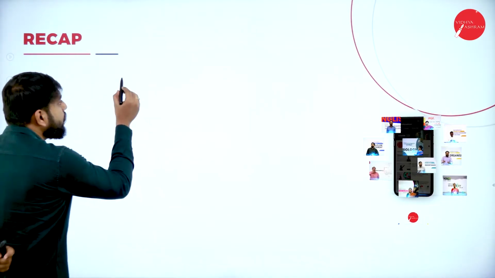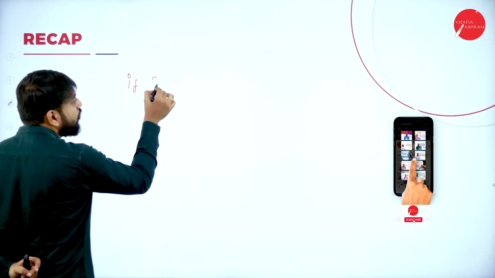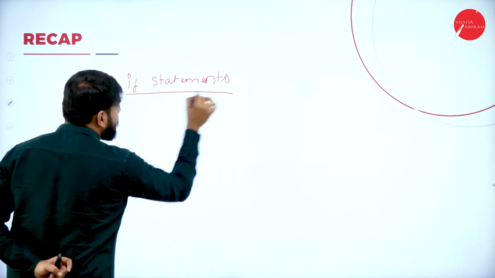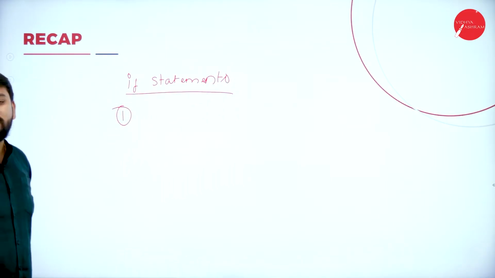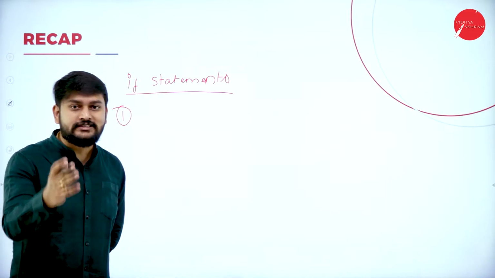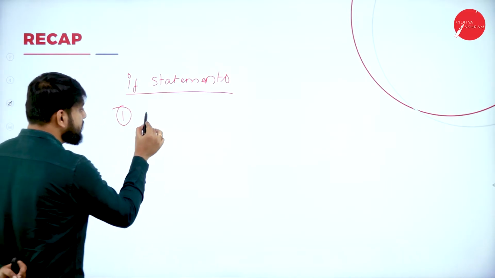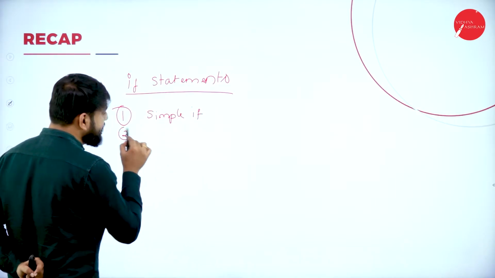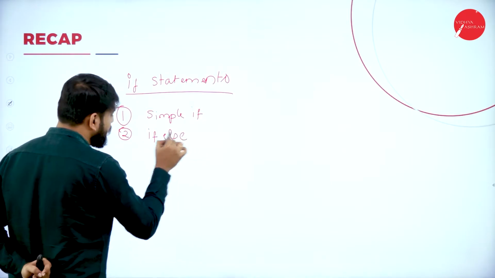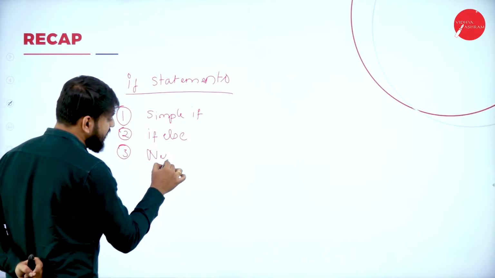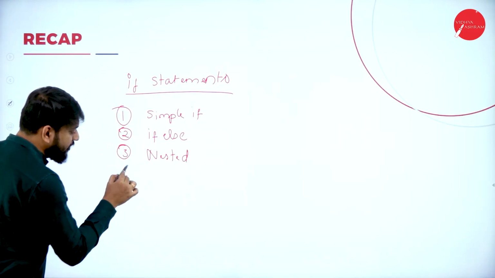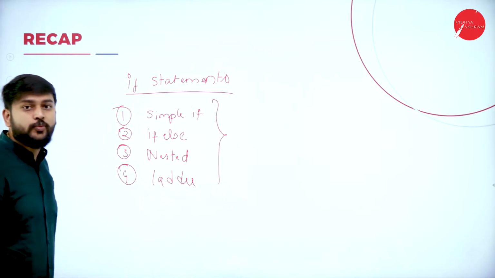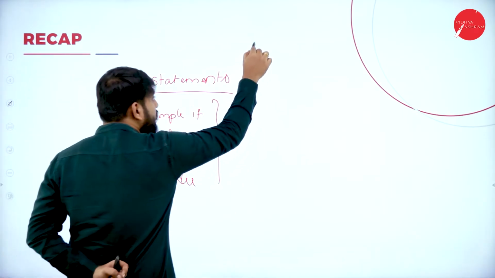All right, we started with if statements. So we all know that when we have the if statement, we have 4 different types of if statements. Can you all tell me how many different types of if statements we have? Of course, yes, it's 4. The first one is simple if. The second one is if else. The third one that we have is nested if, and the fourth one that we have is ladder. All right, these are the different types of if statements that we have discussed. This is all about the if statements.